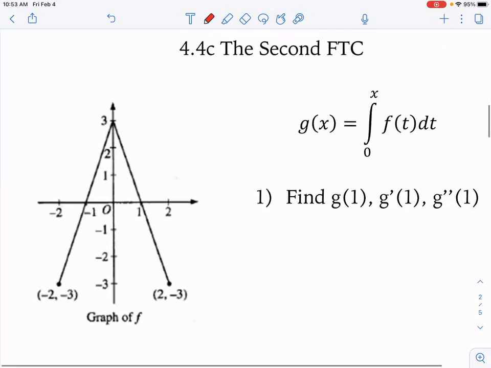Okay, I also need you to write down that g of x is the integral from 0 to x of f of t dt. Oh, interesting. Okay, so we call this an accumulation function because it's written as an integral, the accumulation of area under the curve. And we're going to find g of 1, g prime of 1, and g double prime of 1.